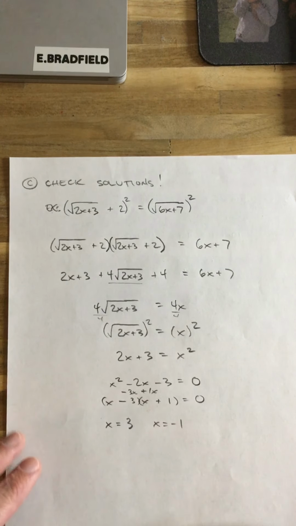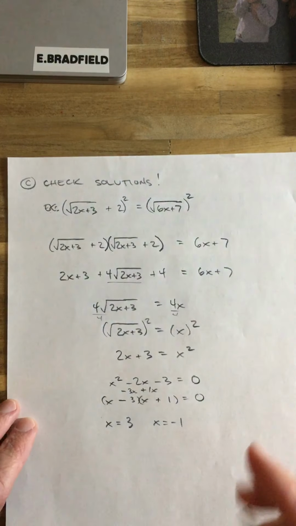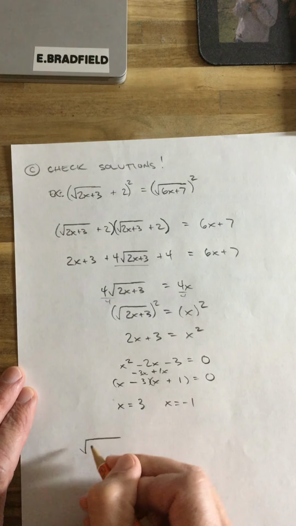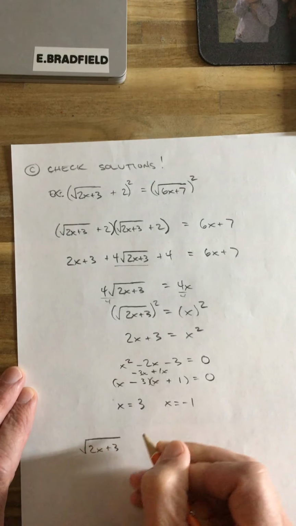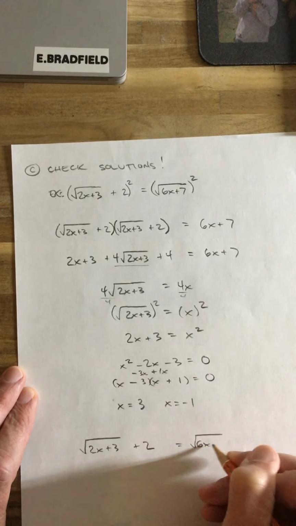All right, let's plug it in. Oh, look what I forgot to do. I forgot to leave it alone. Bummer. So here, I'm just going to rewrite it so I don't get confused. The square root of 2x plus 3 plus 2 equals the square root of 6x plus 7.